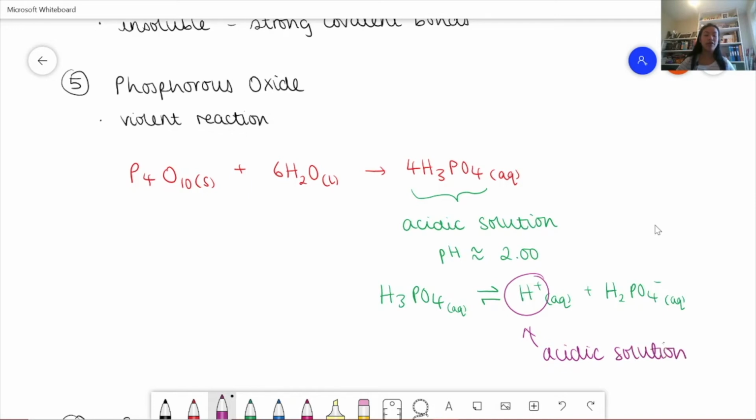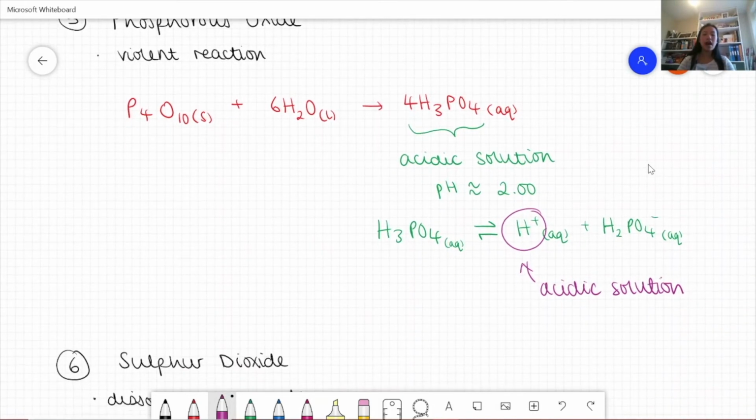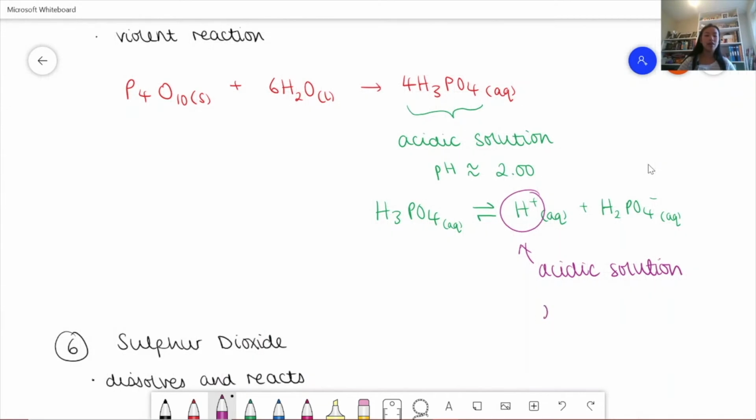Because if you can remember from acids and bases, how we work out the pH is that the pH is equal to minus log to the base 10 of the concentration of H+ ions. So if this concentration of H+ ions is very, very big, then the pH will be very, very small. And so this is why we have a pH of around 2, because it's an equilibrium and it's not just a straightforward one-way reaction.